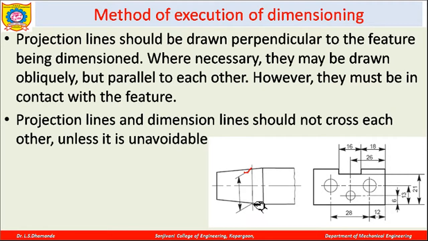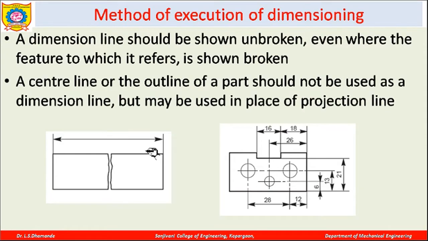Here also it is in contact with the feature, and the projection lines and the dimension lines should not cross each other unless it is unavoidable. You can see the projection line here, and this is the dimension line. Generally here you will find that a crossing is specified. This kind of crossing should be avoided, because this projection line is taken from here and this is the dimension, so this crossing should be avoided as far as possible.